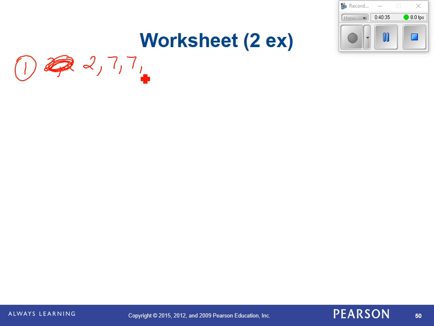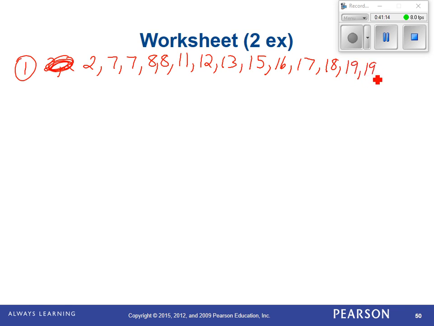Two sevens. And 2 8s. 7. 12. 11. 11 was removed right next to 12. 13. 15. 16. 17. There's an 18. Yes. 19. Two 19s. 20. Two 20s. Two 21s. 24. 25.